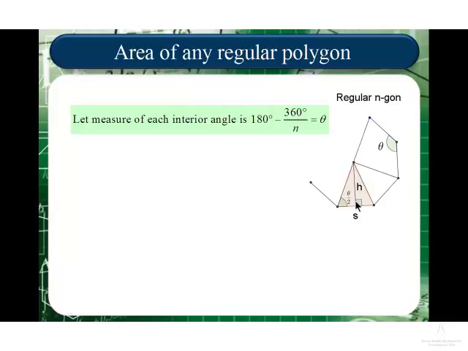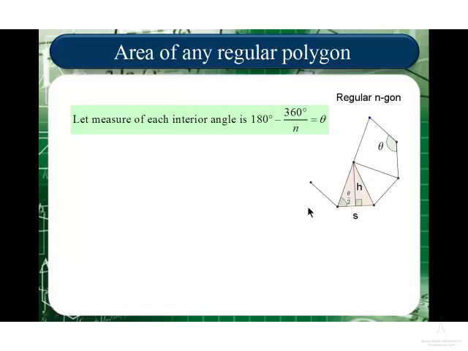Let's say this is the height of the triangle. We have an isosceles triangle as before, and clearly the angle in this case linked to the side length for the isosceles triangle will be theta divided by 2. Just half the angle, that is the interior angle for such a regular polygon.